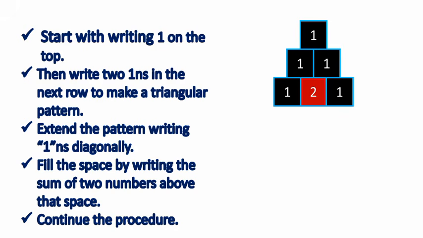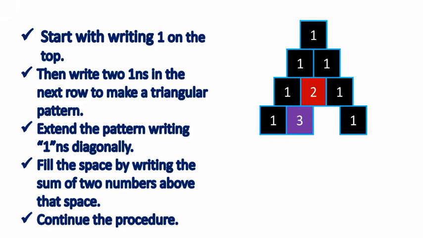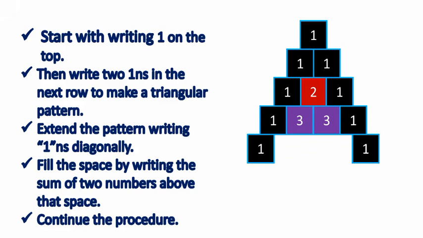Continue the procedure. That is, extend the pattern by writing ones diagonally. Add these 2 numbers and write the sum here. Add these 2 numbers and write the sum here. Extend the pattern further. Add these 2 numbers and write the sum here. Add these 2 numbers and write the sum here. Add these 2 numbers and write the sum here.